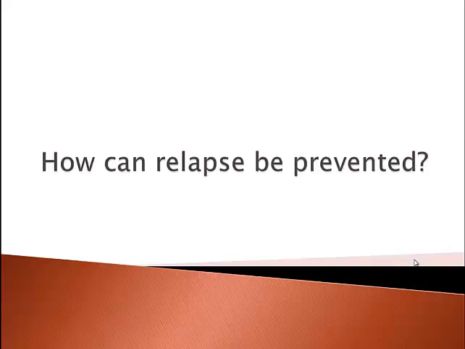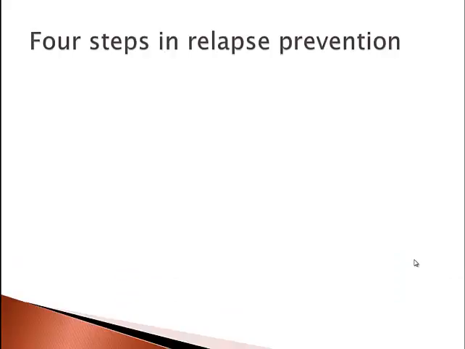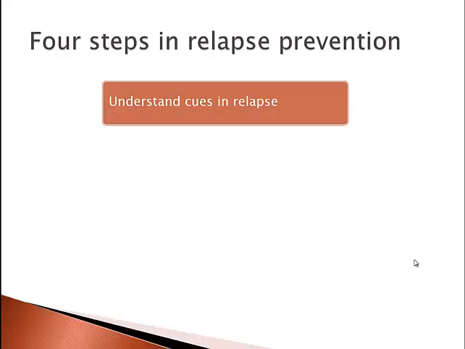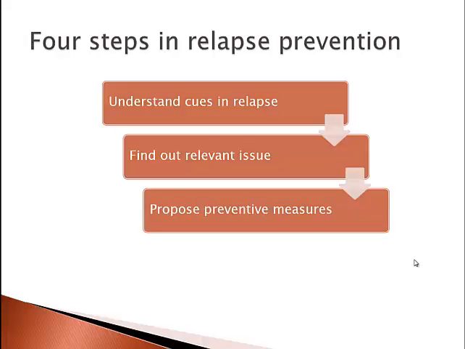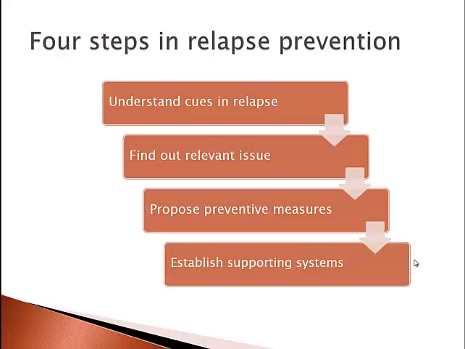How can relapse be prevented? Patients and their families should be involved in relapse prevention in order to reduce relapse rates. There are 4 steps in relapse prevention: understanding the cues in relapse, finding out relevant issues, proposing preventative measures, and establishing supporting systems.